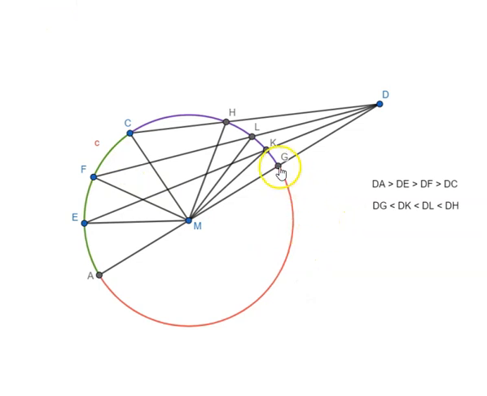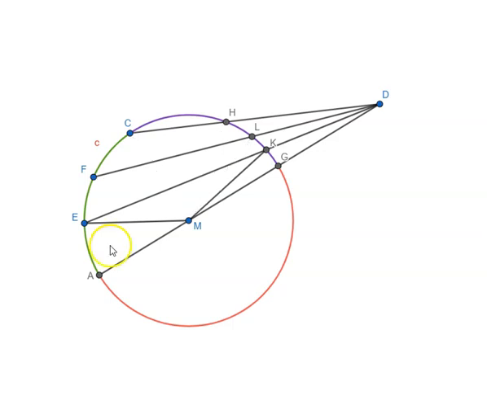Now let's prove the third part, which says that with respect to K, there can be only one point on the other side of this diameter where, if we join that point to D, then that point and D would be equal to DK. Okay, let's see how we can prove this. Let's hide all these things that are not relevant for us at this point.